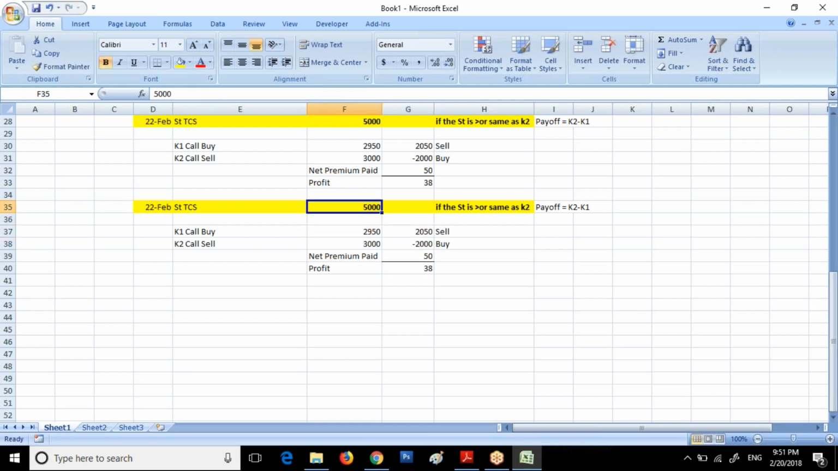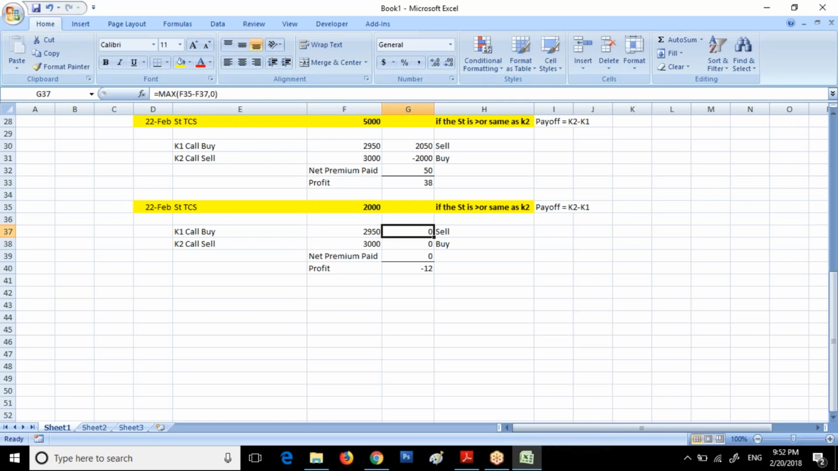Now let's suppose the price goes down, how much? Let's say 2800. So my loss is 12 here. The maximum loss is 12. It goes to 2900 and still the loss is 12. Let's suppose it goes to 2000. My loss is still 12.